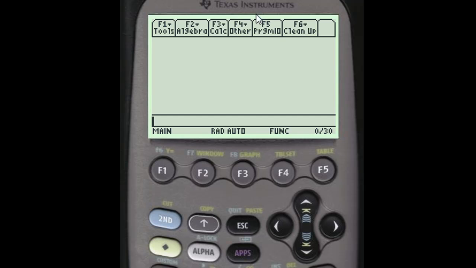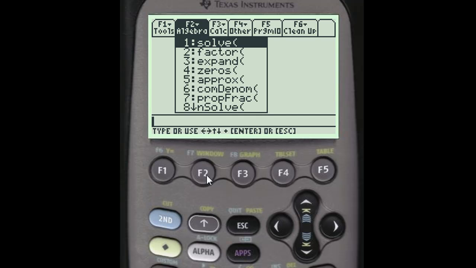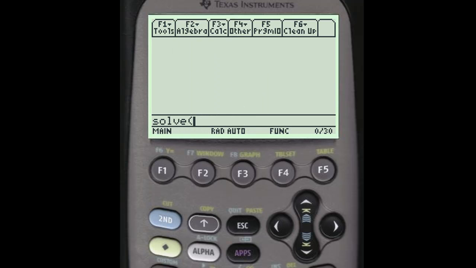So solving equations using your TI-89 is really not too hard. You'll notice on your home screen that you have the F2 up here for algebra. So we press F2, and the first one we have is solve, and that's the one we're going to use to solve any equations that we need to solve. So press 1 or enter, and after the parenthesis there's two things you need to enter into the calculator, and you do it in this order. The first thing you enter is the equation. Since you want to solve something, it has to be an equation.